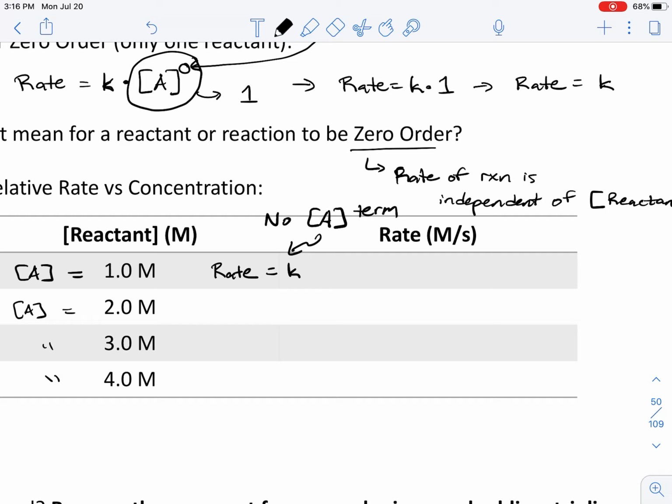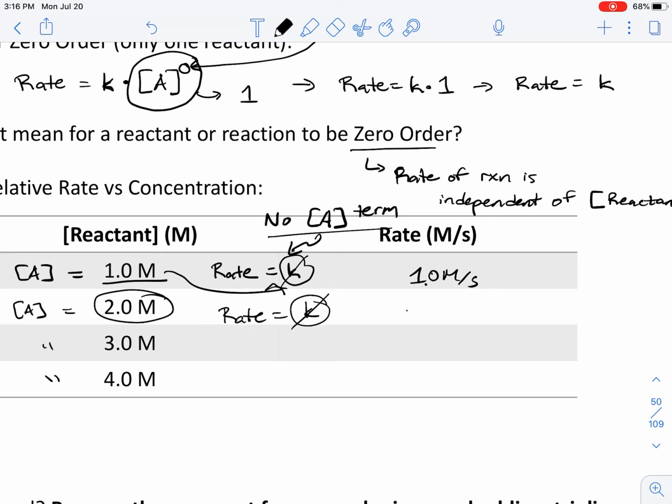Let's do a baseline real quick. If I plug in 1.0 molar into this equation, since there's no A term, the rate is going to be constant. Remember, with relative rate, we're just going to ignore this. Therefore, the rate is going to be 1.0 molarity per second. If we double the concentration, since there's no A term in my rate law, it's going to be the same, 1.0 molarity per second. If you triple the concentration, the relative rate is still 1.0 molarity per second. If you quadruple the concentration, the rate is still 1.0 molarity per second.